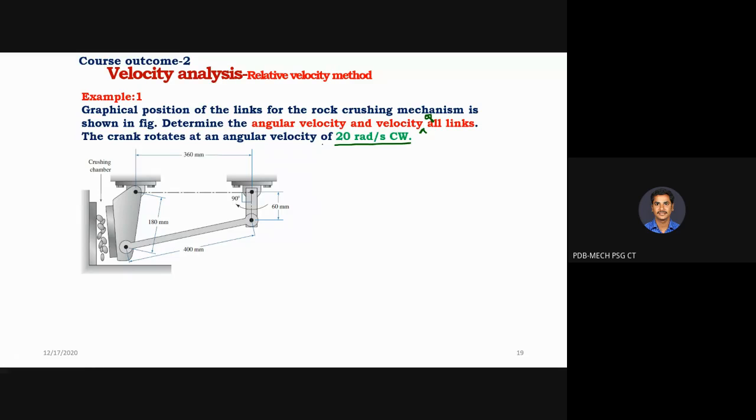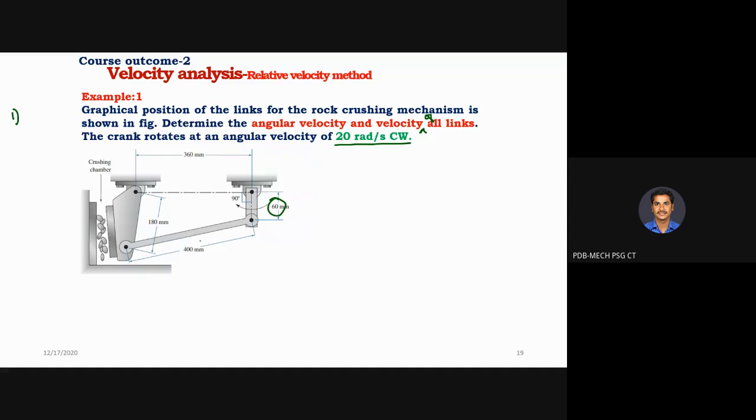First and foremost step, we should understand the need for velocity analysis. That is, first we need to check whether all the data has been given. What are the requirements? First requirement is the dimensions of all the links. All the links' dimensions given, correct or not?